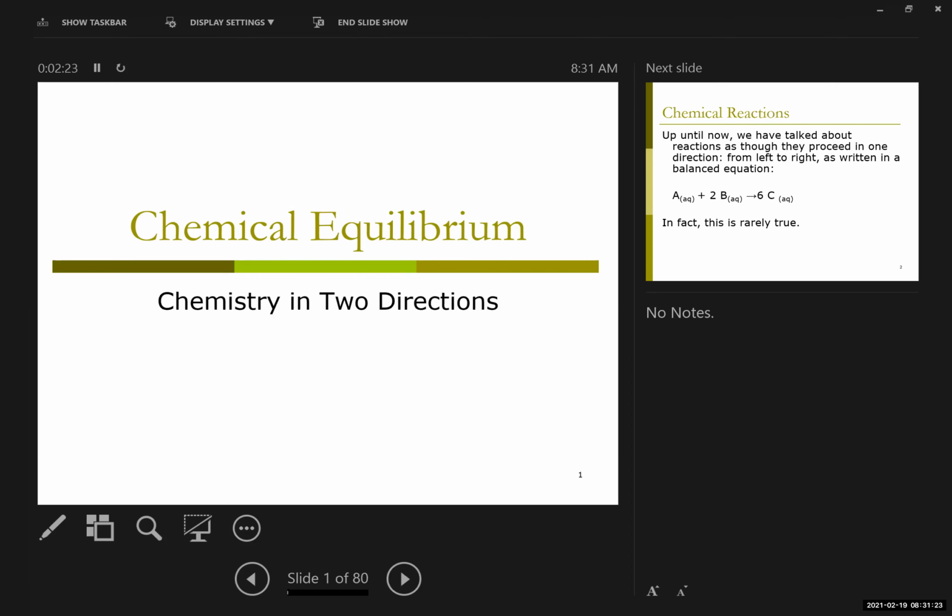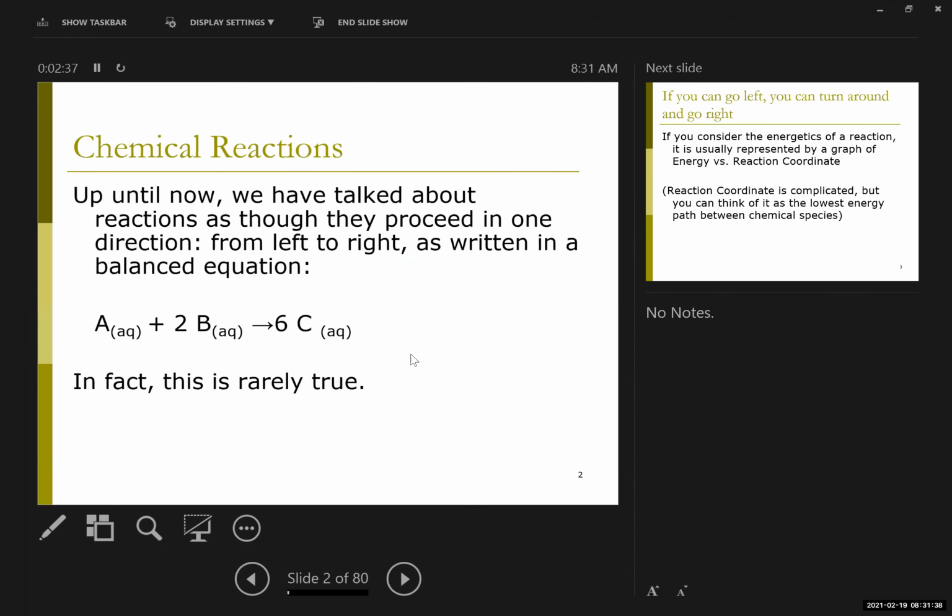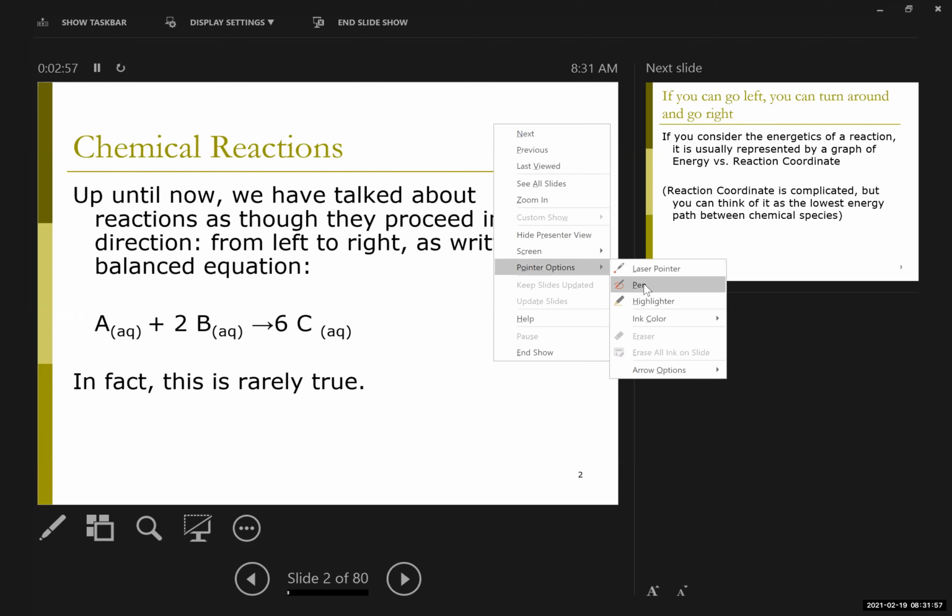And really, one of the lies that I'm trying to undo was the lie I told you in the fall, which is that reactions proceed from left to right until you run out of something. In a word or two, this is a limiting reagent problem. And up till now, that's how we've essentially looked at all reactions.